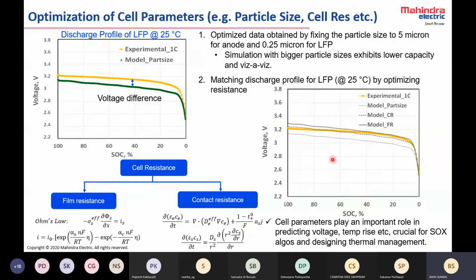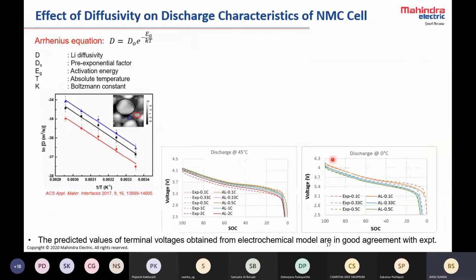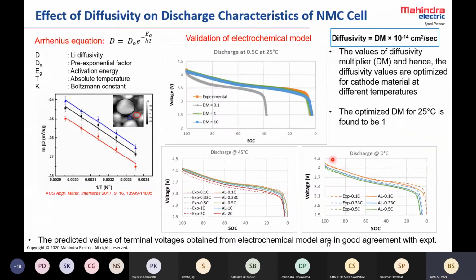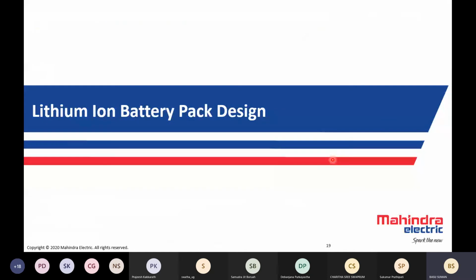So probably these are a few slides I will skip because this goes into the details of the electrochemical model. So I'll get into battery pack design.